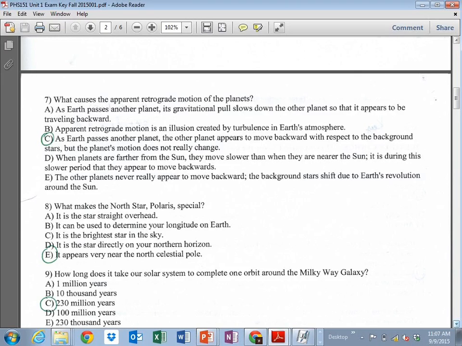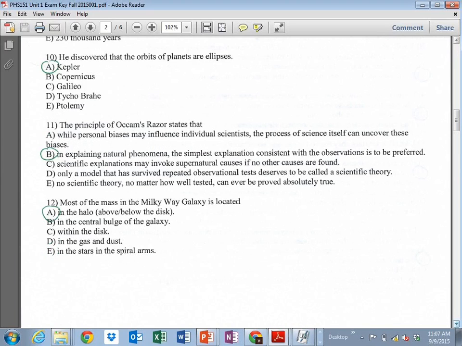Question 9, how long does it take the sun to complete one orbit around the center of our galaxy? That's 230 million years. 10, he discovered that the orbits of the planets are ellipses. Of course, that's Kepler's first law. So Kepler, A. Question 11, the principle of Occam's razor, that was the one I called keep it simple, silly, states that B, in explaining a natural phenomenon, the simplest explanation is the best.